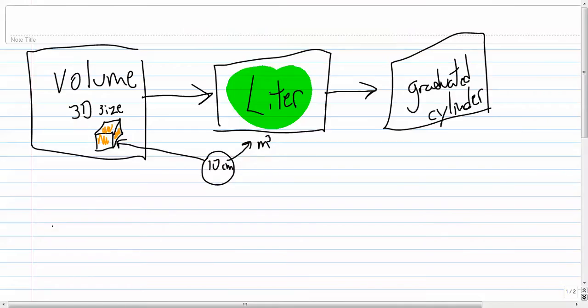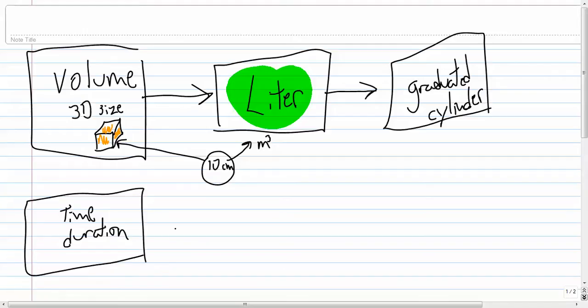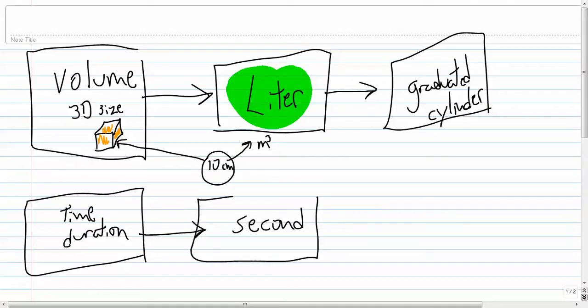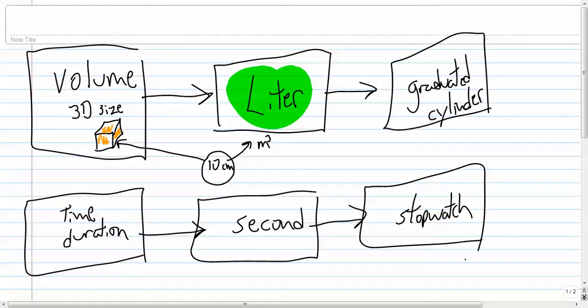Another property is time, or you could say duration. How long something takes, that's a property of something. And so the unit that we use in the metric system there is the second. Okay, and how do we measure seconds? Probably in this class you might use your cell phone or maybe a stopwatch. I think that covers it for us for duration or time.